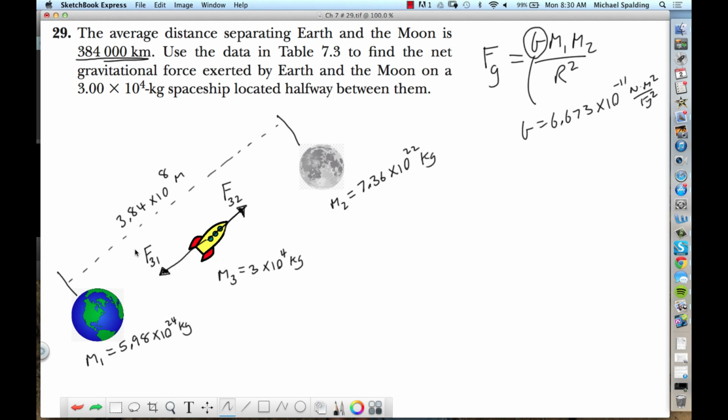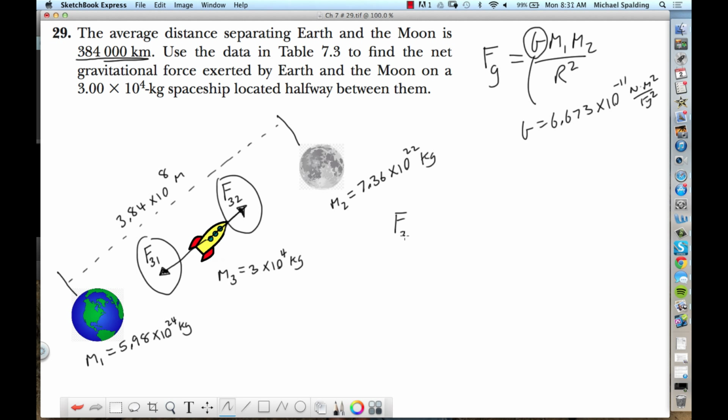Okay, so basically from here, what we're going to do is calculate each of these forces. So let's find F31. Let's find F32. Once we know these two forces, are we going to add those two forces or subtract them? We're looking for the total force. Think about this like a tug of war on the spaceship. So once we find F31 and F32, do we add them or subtract them? Subtract, because they point in opposite directions. Okay?